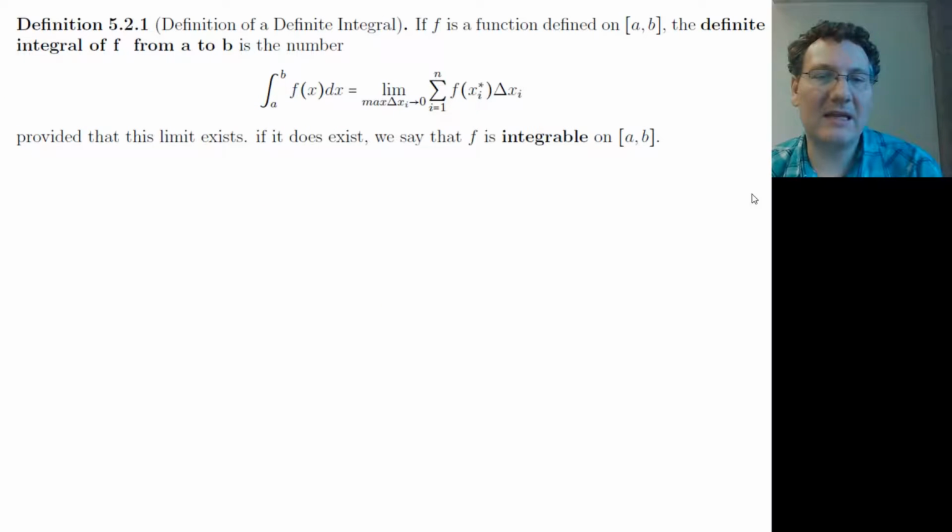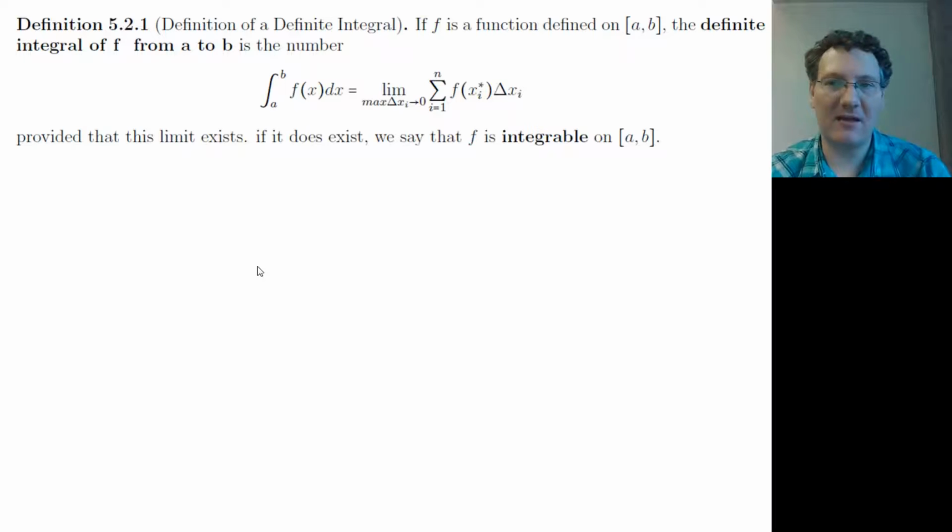Okay, so we'll define a definite integral now. If you have a function that's defined on some interval from A to B, the definite integral is the limit of the Riemann sums as the largest of these widths gets closer and closer to 0. In a sense, you're making a Riemann sum with more and more and more rectangles.